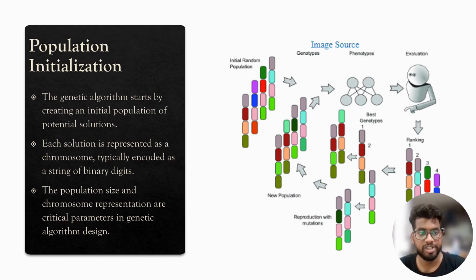Talking about population initialization, the genetic algorithm starts by creating an initial population of potential solutions. Each solution is represented as a chromosome, typically encoded as a string of binary digits. The population size and chromosome representation are critical parameters in genetic algorithm design. The initial population is typically generated randomly, but it can also be generated using heuristics or problem-specific knowledge. The size of the population and the encoding of the chromosome depend on the problem domain and the characteristics of the solution space.